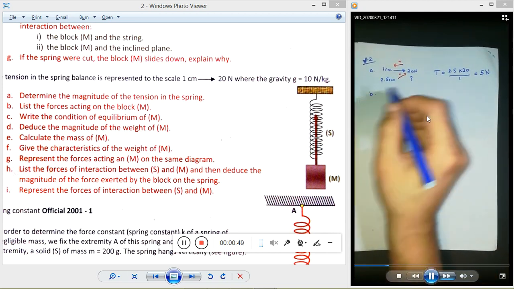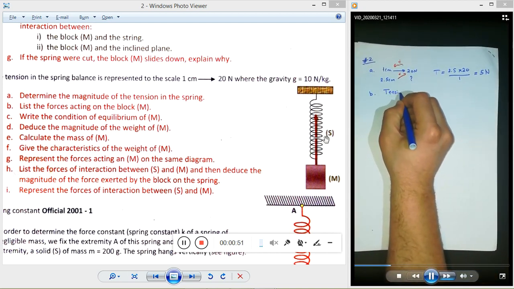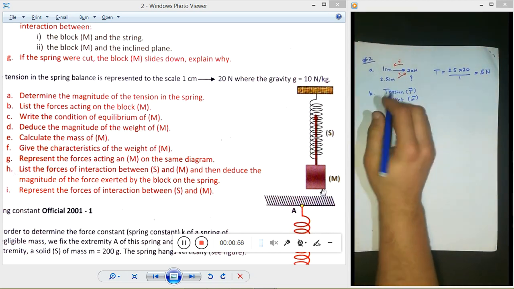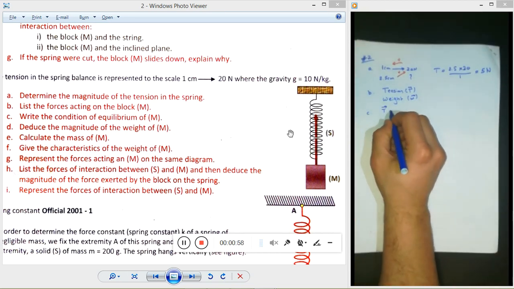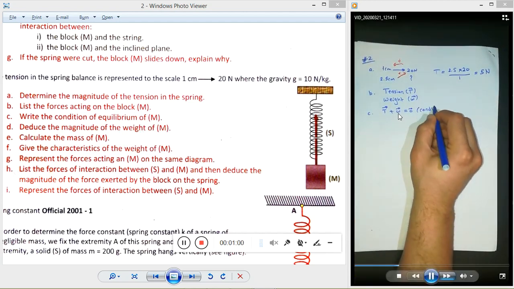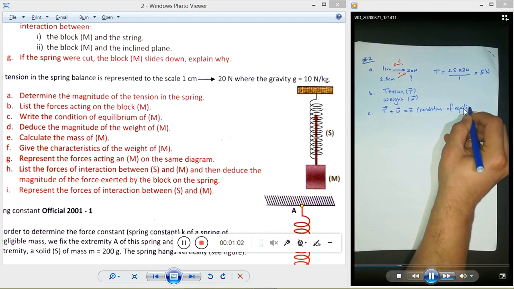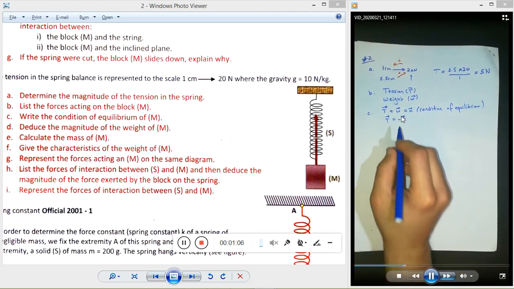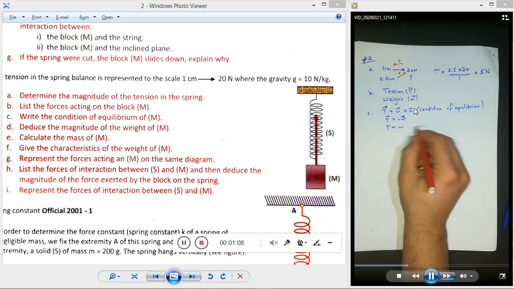Okay. Part B, these are the forces. The forces here are tension and weight. Okay. Write the condition of equilibrium of M. Of course, the two forces are the tension and the weight. This is the condition of equilibrium. Please watch out for the vector on the zero. Tension vector equals minus weight vector.